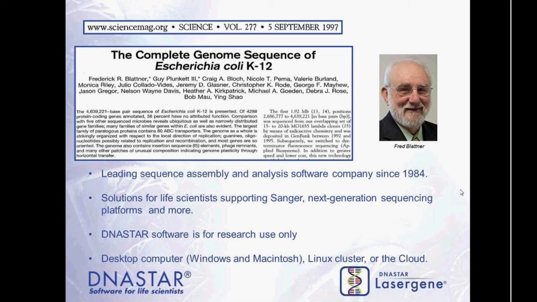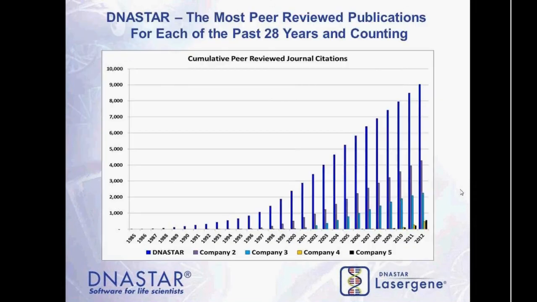Now, DNASTAR products have long been established on the desktop computer, both on the Windows and Macintosh platforms, but are additionally available on both the Linux cluster or the new DNASTAR cloud. Now, as we can see from this graph, DNASTAR is the leader in citations in peer-reviewed journals. For the past 28 years, more researchers have cited DNASTAR software in these scientific journals than any other sequence analysis software. So the software here is research grade, but it is easy enough for many people to be able to use it, even for some of the most complicated next-gen sequencing workflows.